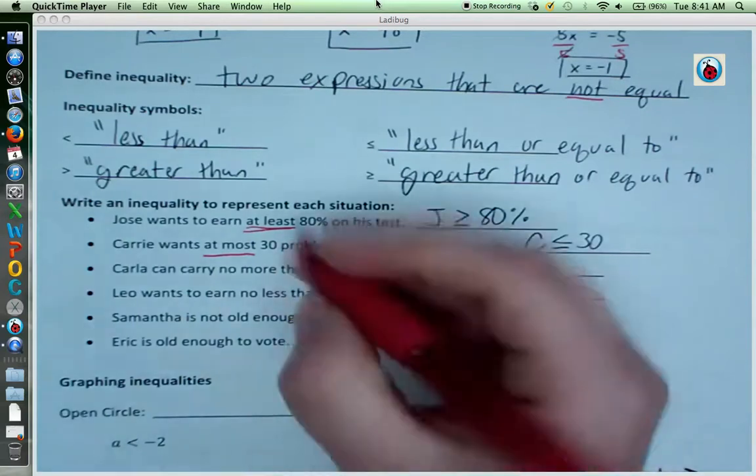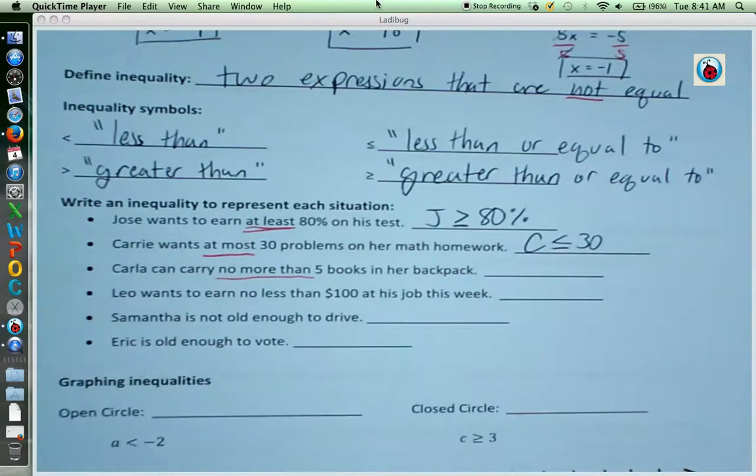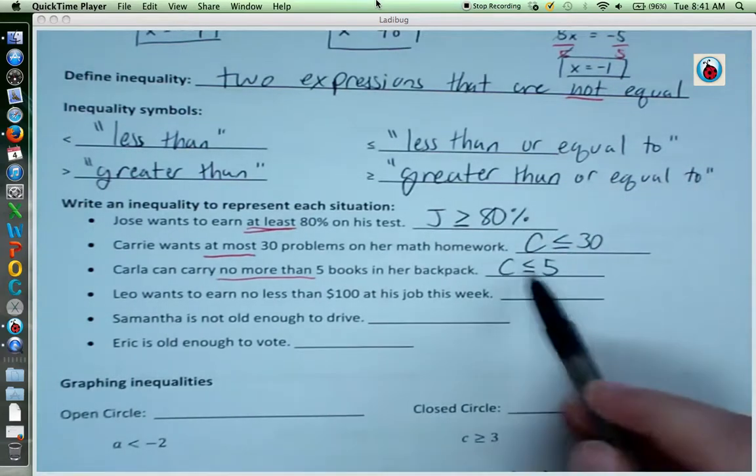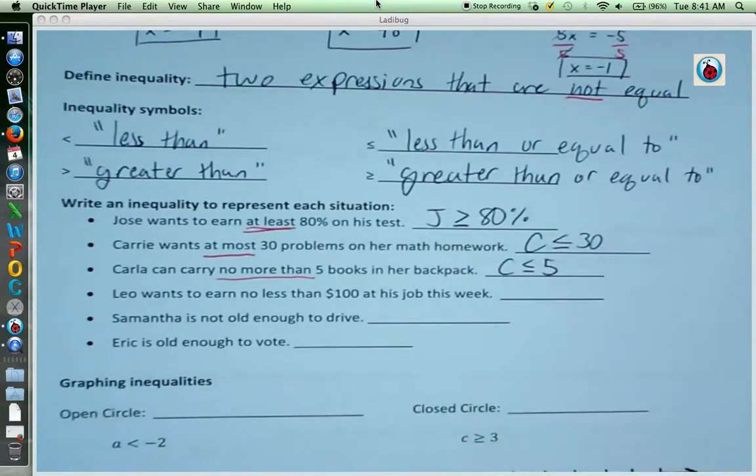Carla can carry no more than 5 books in her backpack. No more than 5 books. So she can carry 1 book, 2 books, 3 books, 4 books, and 5 books. But 6 books would be too heavy for her. So Carla can carry less than or equal to 5 books. I put or equal to because 5 books is okay, but more than 5 books is not okay.